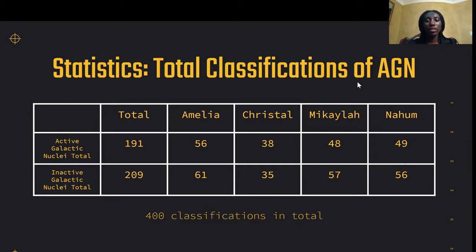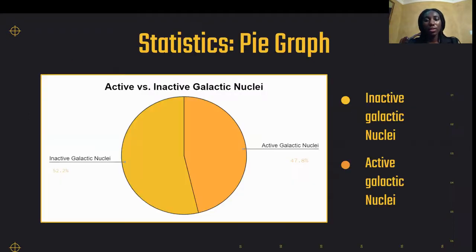Statistics, total classification of AGN. Here's a chart of our classifications of active galactic nuclei, with over 400 classifications in total. We have put together a visual pie chart which displays that roughly half of the data we observed contained an inactive galactic nuclei, while the other half did have an active galactic nuclei.